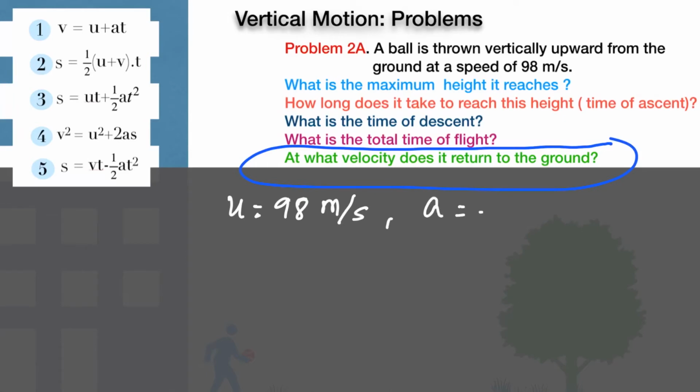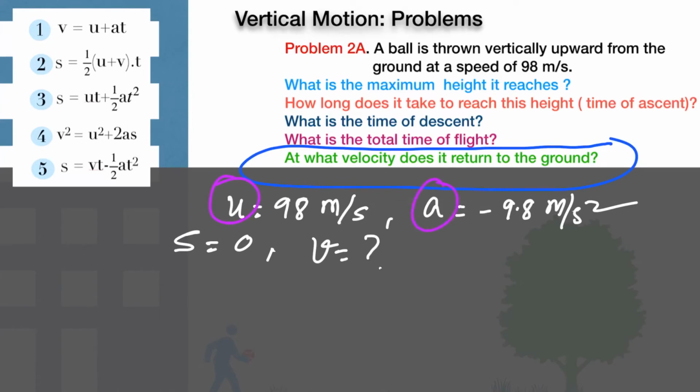Acceleration we know is minus 9.8 meter per second square. And displacement when it comes back to the ground can be taken as 0, because the ball has come back to the same point. And now we have to find out the velocity. So we know the three variables, the U, A, S, and we need to find out V.